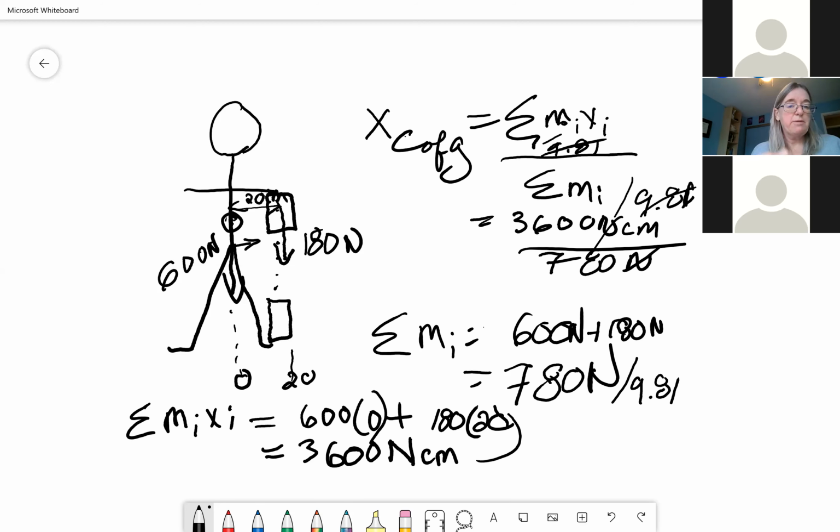Now, does that make sense? Yes, it's between the center of the person, or the center of gravity of the person, and the suitcase. If it was 25 centimeters, we would know we've done it wrong because it would be outside both of them. And it should be closer to the heavier one. Well, the person weighs 600 newtons and the suitcase is only 180 newtons. So it's closer to the person.